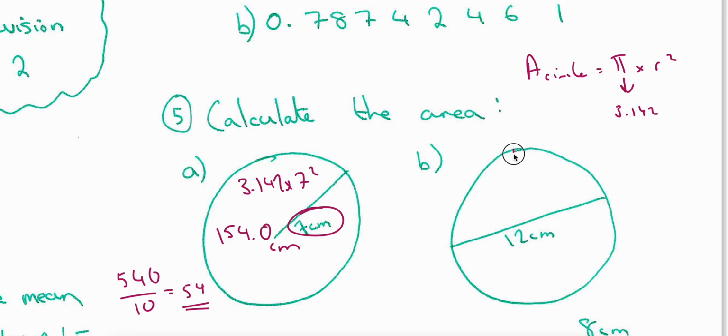Now the next one, we don't know the radius yet. We need to halve the diameter to get the radius, which is 6 centimetres.